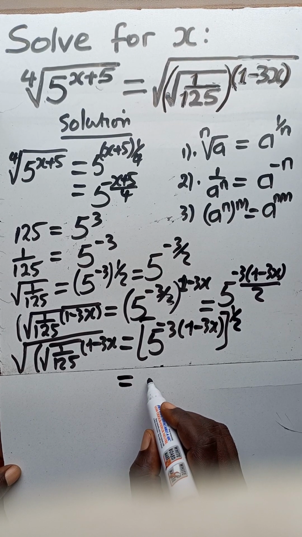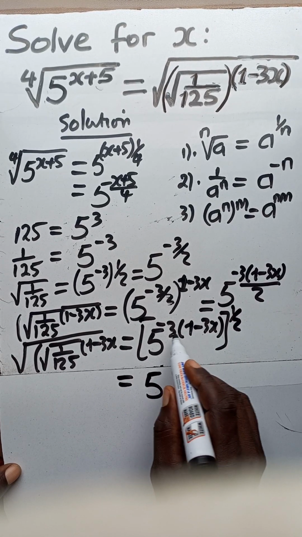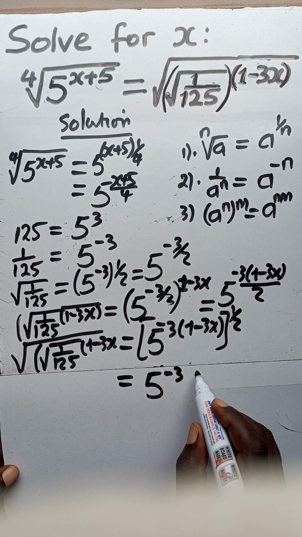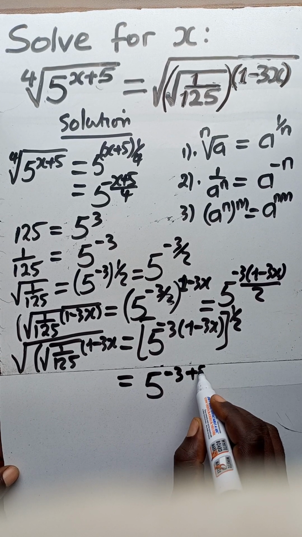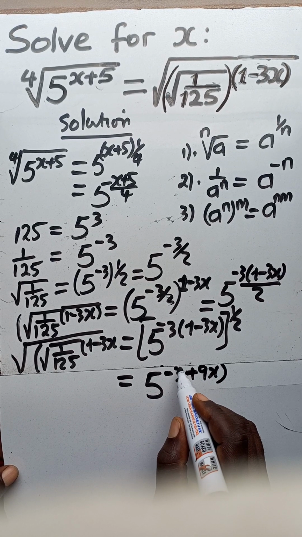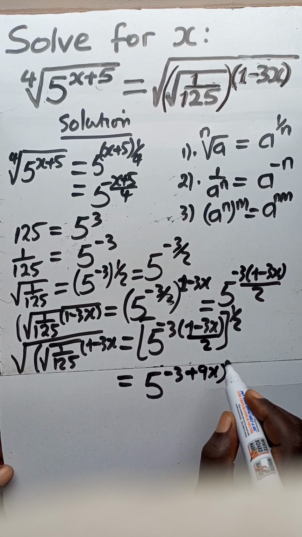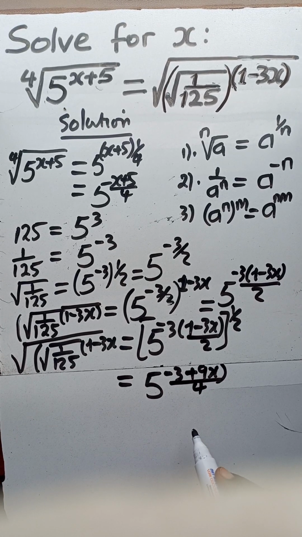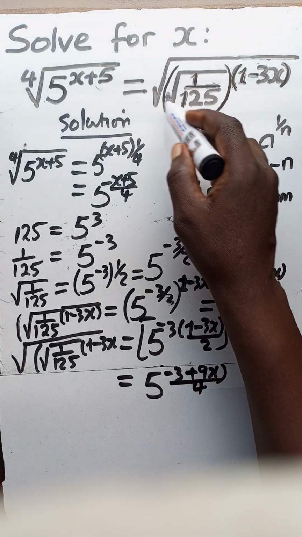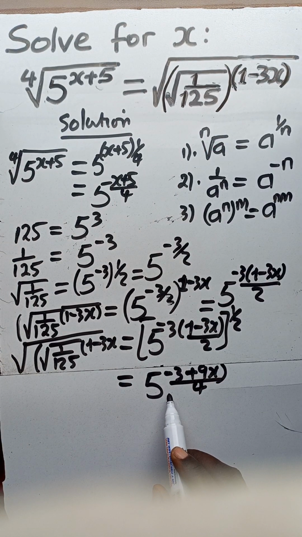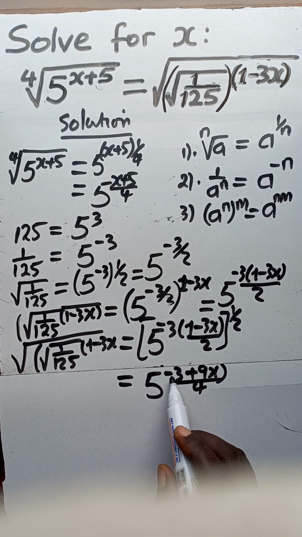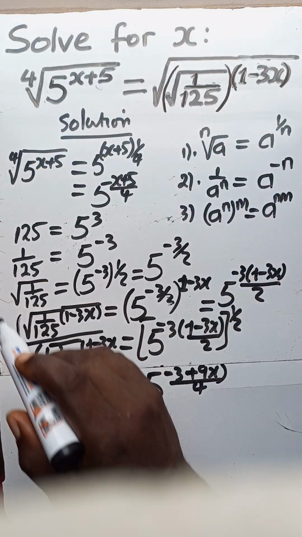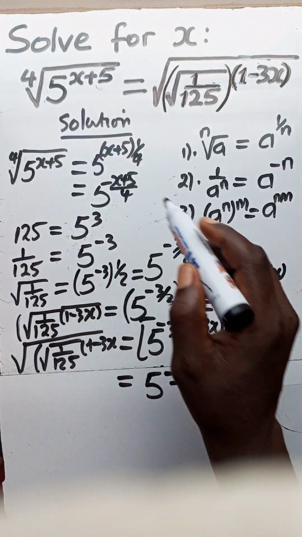Which is simply 5 to the, let's open the parenthesis, negative 3 times 1 is negative 3. Negative 3 times negative 3x becomes positive 9x. All of that, oh, this one was over 2, please. All of that divided by 2 times 2, which is 4. So all of the right-hand side in simple index form is 5 to the power negative 3 plus 9x all over 4.